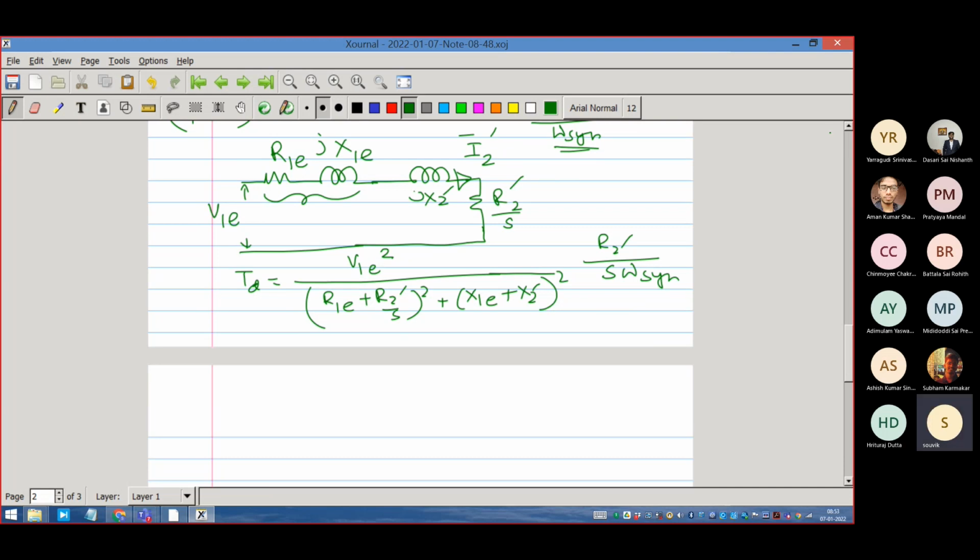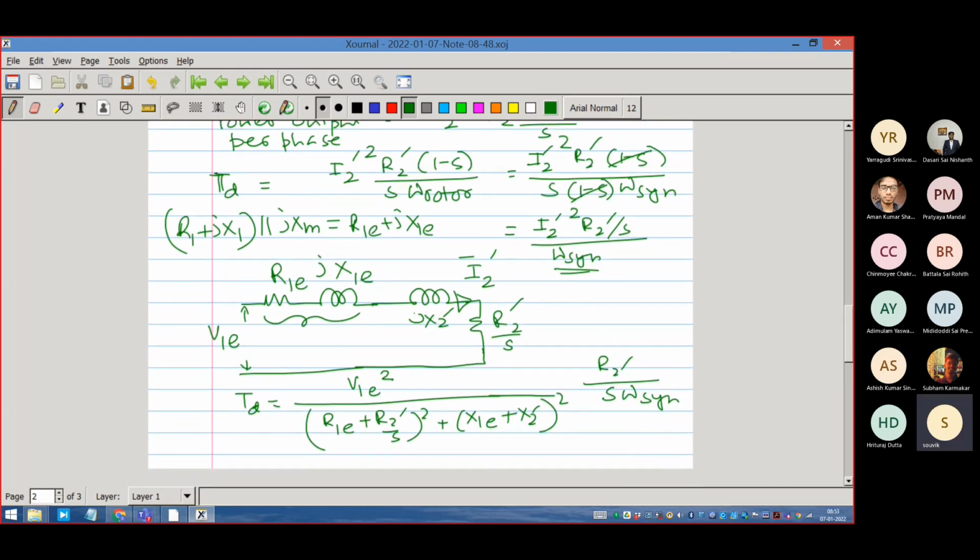Why am I saying so? Because look at the expression of torque. The maximum torque will be developed if maximum power transfer happens with respect to the resistance R2 dash by S. Look at the R2 dash by S, because if this power, I square R2 dash by S, is maximum, then there is maximum torque development.